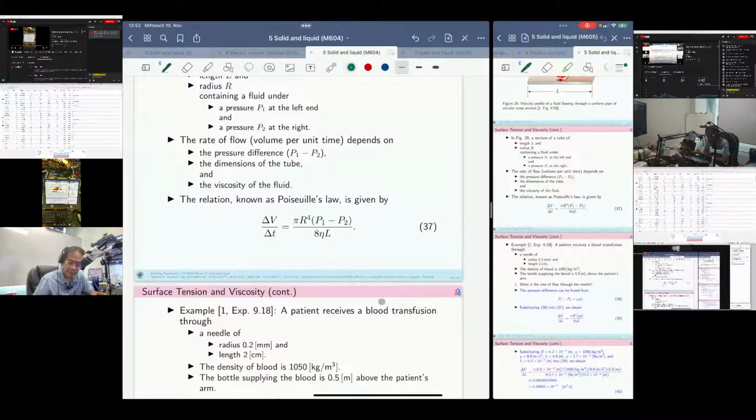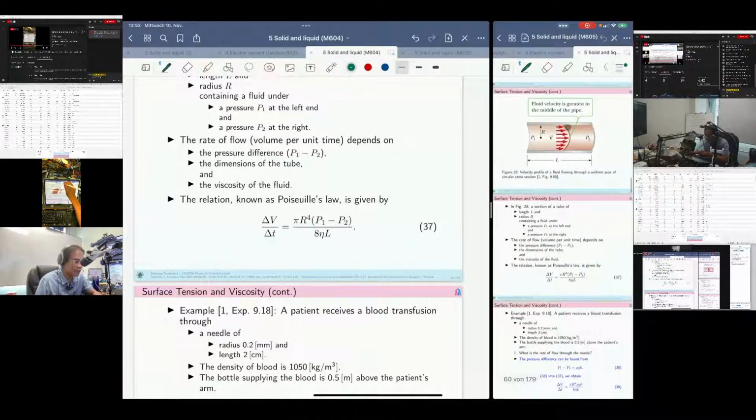Eta is the viscosity, right? And as they say, the flow rate inversely depends on viscosity. If that fluid has a large value of viscosity, it's going to move with difficulty. So eta appears in the denominator, and so does L. If we have a longer route of water flow, we would have a lower flow rate, right?